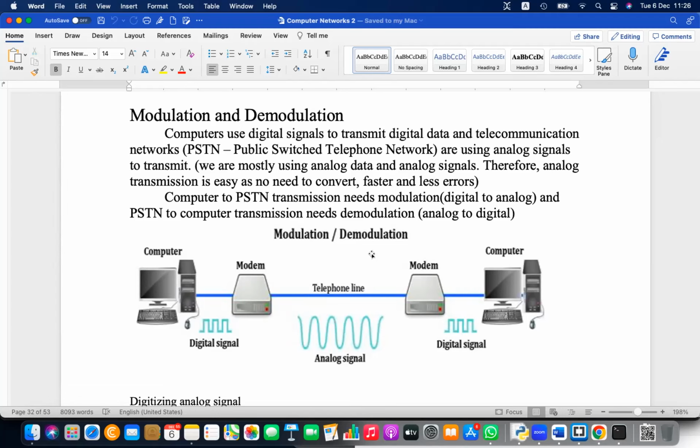Then modulation, demodulation. This is the task of the modem. We learned that the computer uses digital signals. Digital means two-state logic, or it can be multi-state logic. These signals have given states, given levels. That is what digital is. It cannot have just any level, but it has given levels of signals. But an analog signal, within a given range, can have any value.